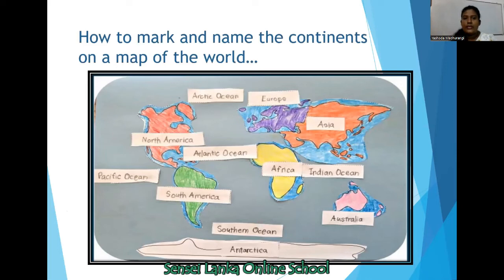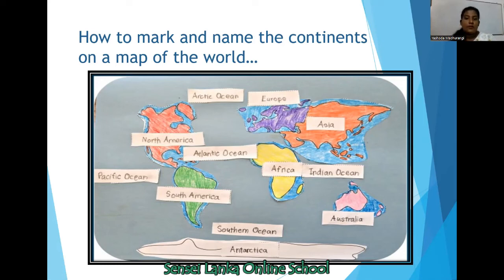So, see how beautiful this is. How to mark and name the continents on a map of the world. For this, you can take an empty map of the world. Do you know when you go to a bookshop, you can buy the world maps? If not, you can get an oil paper, a tracing paper and trace the map. So in that world map, you can color the different continents with different colors. And inside the continent, you can write their name.